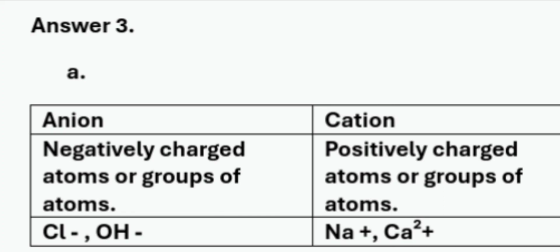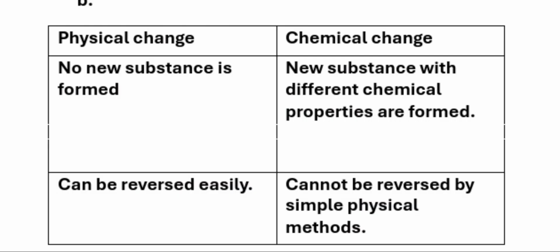Question number 3 is differences between some pairs. An anion is a negatively charged atom or group of atoms, like the chloride ion and hydroxyl ion. Cations are positively charged atoms or groups of atoms, like sodium ion and calcium ion. Next is differences between physical and chemical change. In a physical change, no new substance is formed, while in a chemical change, new substances with different chemical properties as compared to the reactants are formed.